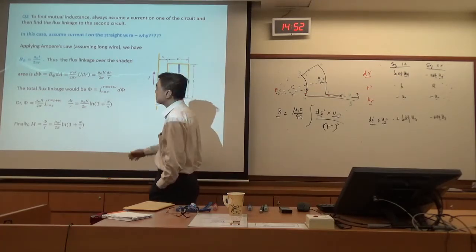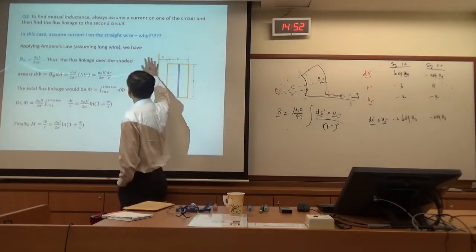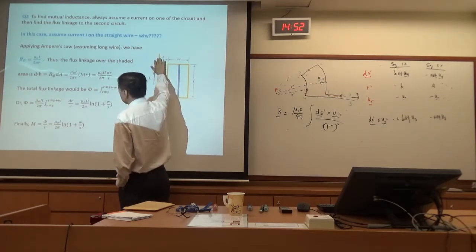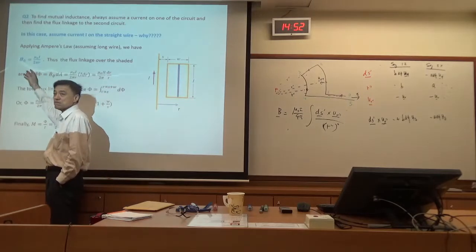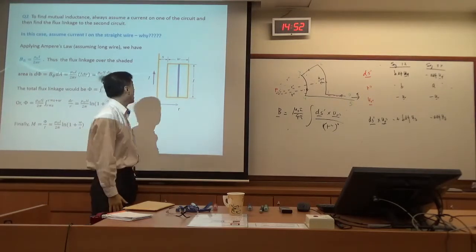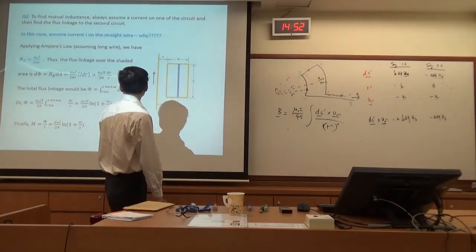So if we assume a current in a long straight wire, then by Ampere's law, Bφ is just equal to μ0 I over 2π r.